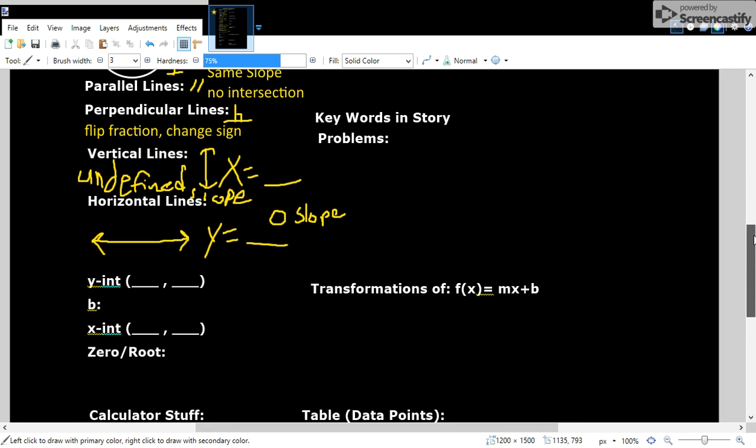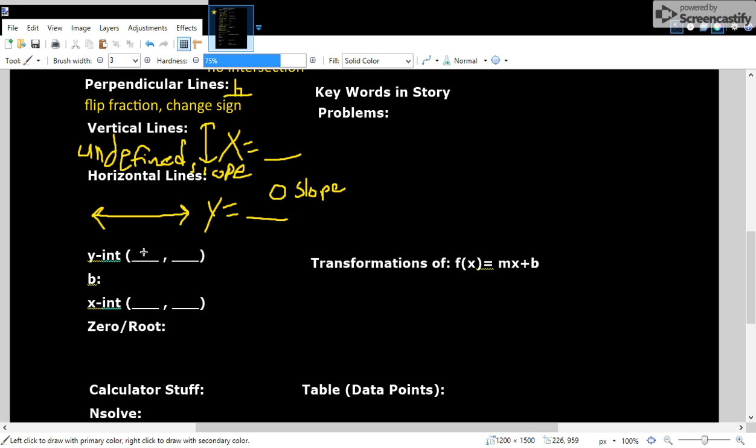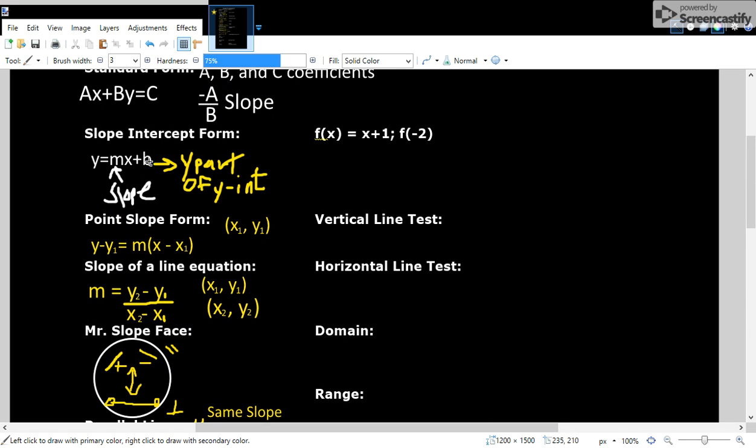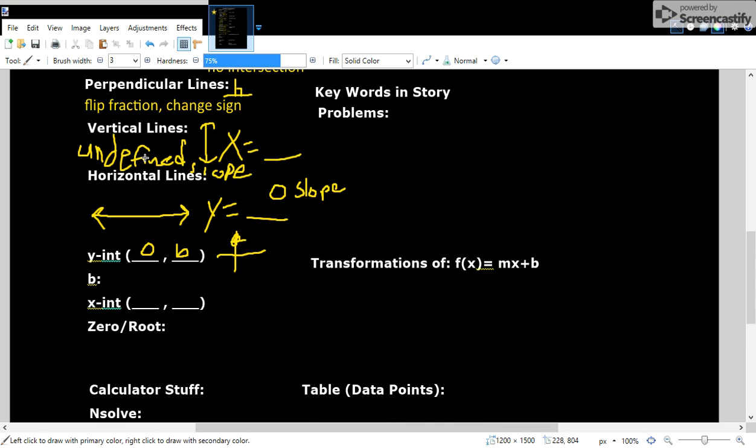Okay, for the y-intercept, that is going to be 0, comma b, where b is where it crosses the y-axis. So this point right here would be 0, comma b. And again, b is that number that's in the slope-intercept form equation. It's the y part.